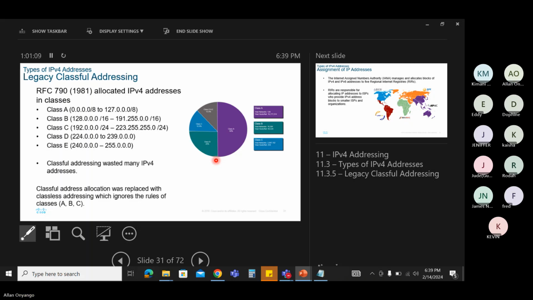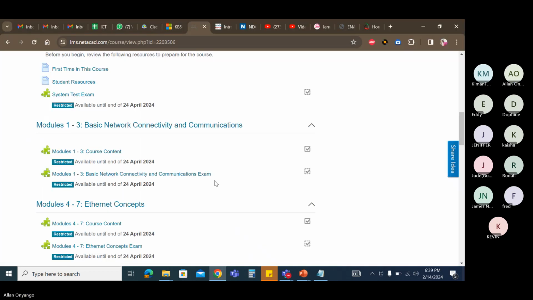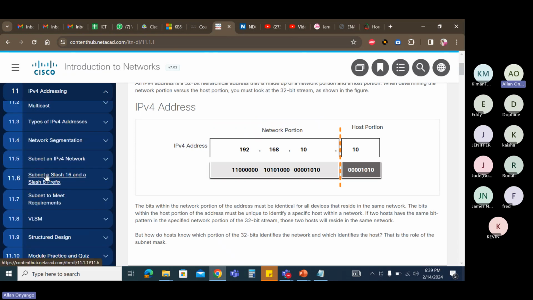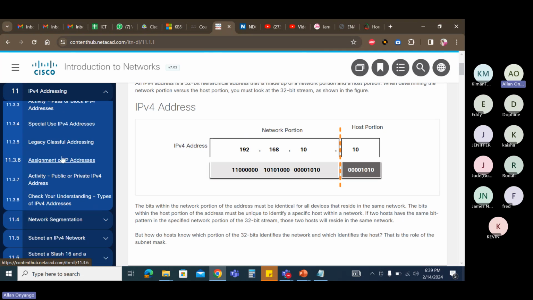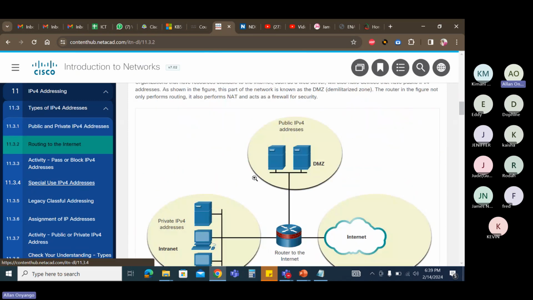So I want you to look at this pie chart here. See the pie chart there? That pie chart is very, very important. Let me see if I can generate a bigger pie chart. Bigger pie chart here. All right. Let me see if I can get a bigger pie chart.